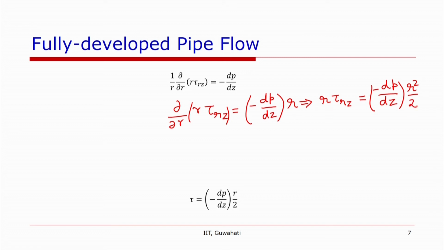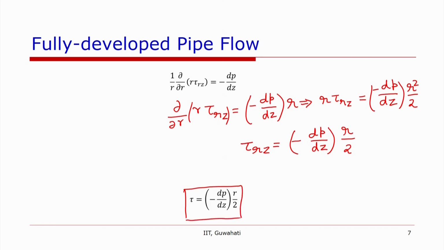Or tau rz is equal to minus dP by dz into r by 2. So this is a general equation, and we get a relationship between the shear stress, the pressure gradient and the radius of the channel or radial coordinate.